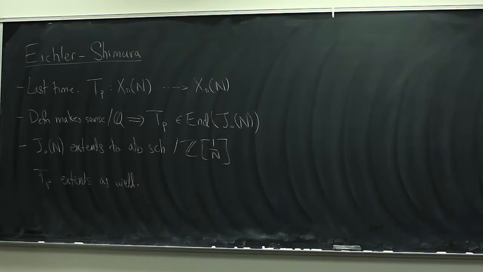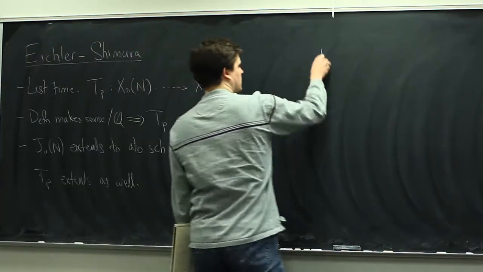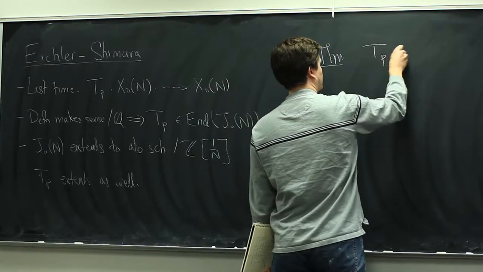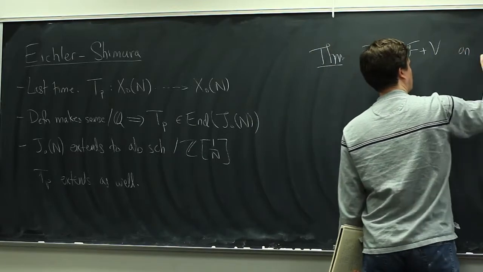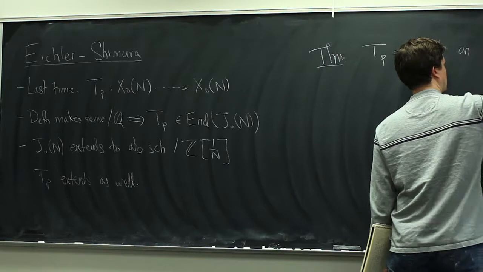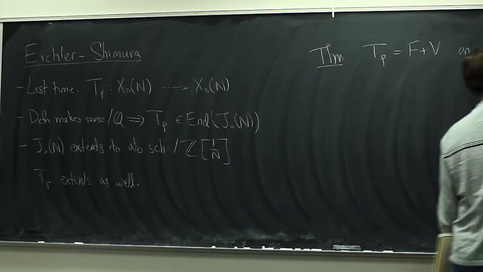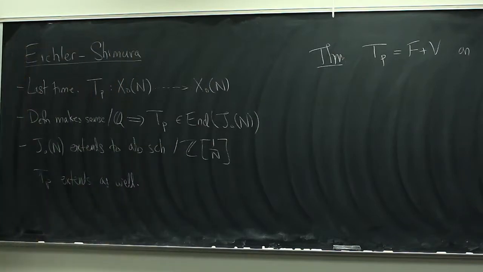So now we can reduce mod any prime away from N. And the Eichler-Shimura theorem tells us what the reduction of T_p is mod p. So precisely, it says that T_p is equal to F plus V on J_0(N) over F_p, where F is Frobenius, and V is the Verschiebung. Okay? All right, so our first goal today is to prove this theorem.